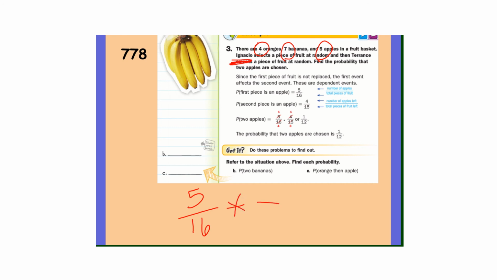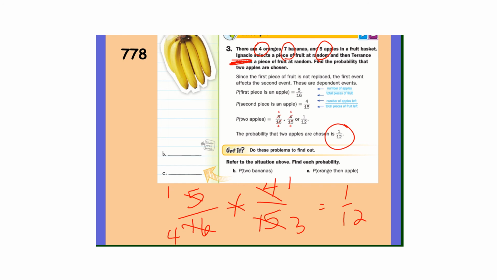How many apples are left? 4. Because they did not replace the apple. He picked the apple, and now the next person's going to pick an apple. So there's 4 apples. Now this is the part that you need to remember. There's not 16 pieces of fruit any longer. If they picked an apple out, now there's 15 pieces of fruit. So we're going to simplify. 4 over 16 is 1/4. 5 over 15 is 1/3. So our answer is 1/12.